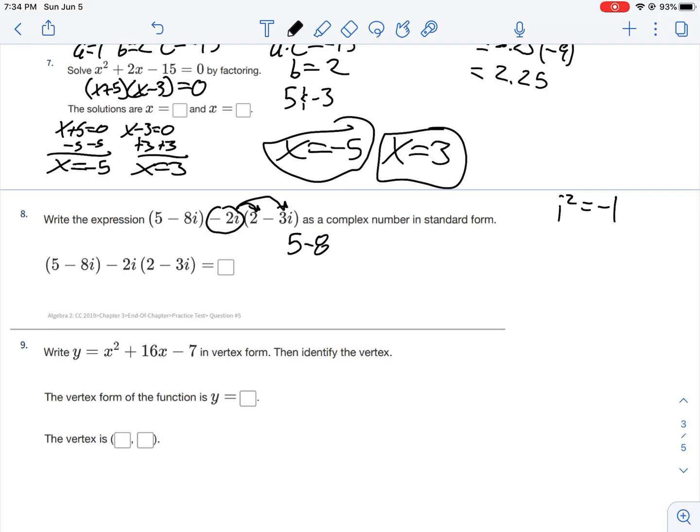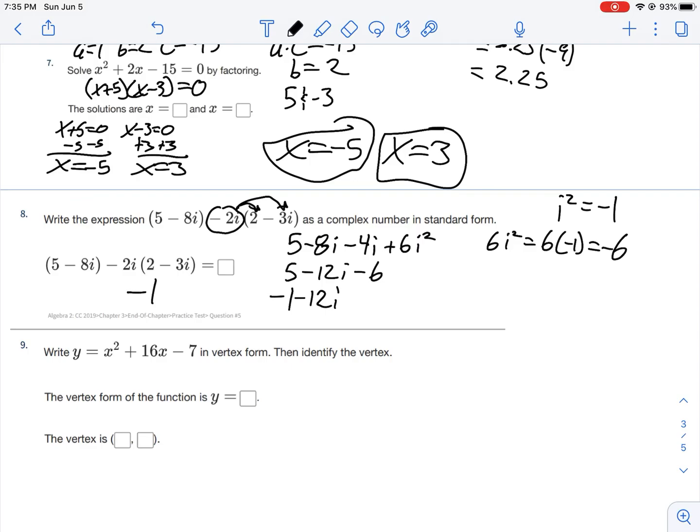5 minus 8i drops parentheses for free because there's no operations in front of that parentheses. Negative 2i times 2, negative 4i. Negative 2i times negative 3i, positive 6i squared. Now again off to the side here, 6i squared is the same thing as 6 times negative 1, which is negative 6. So we've got 5 minus 12i minus 6. Negative 1 minus 12i.